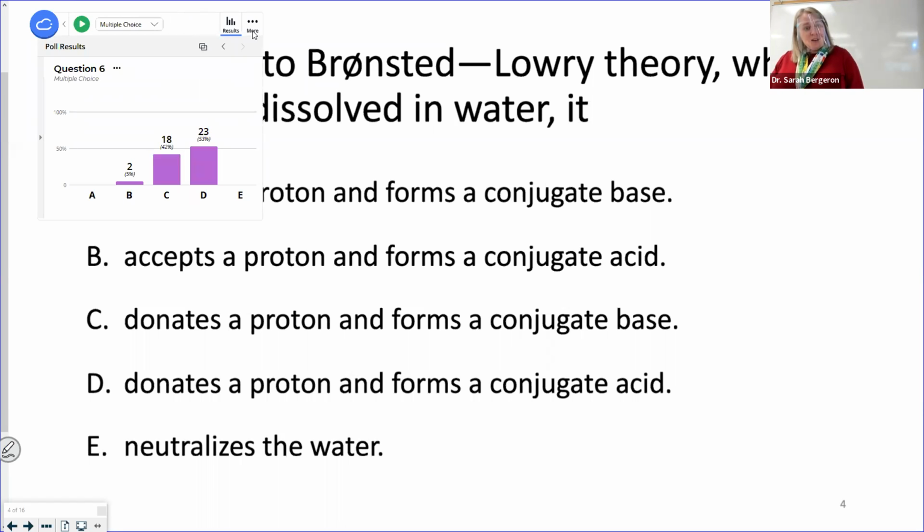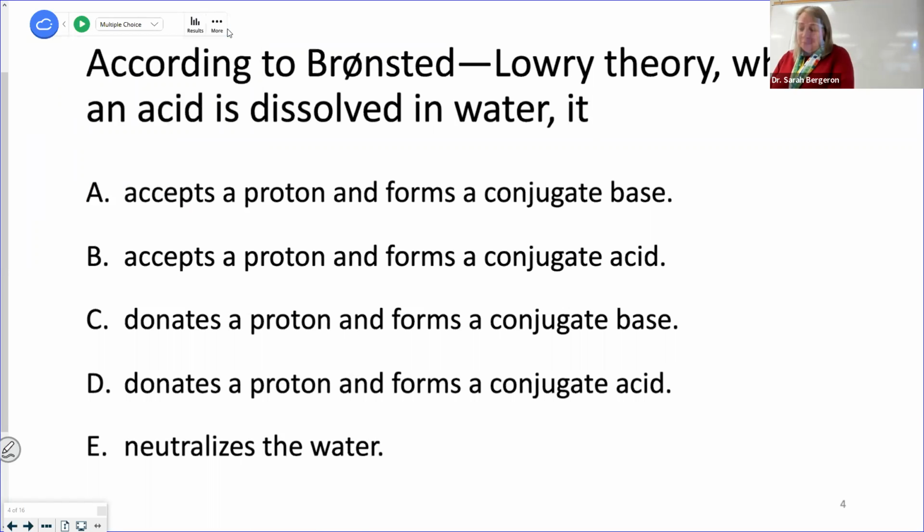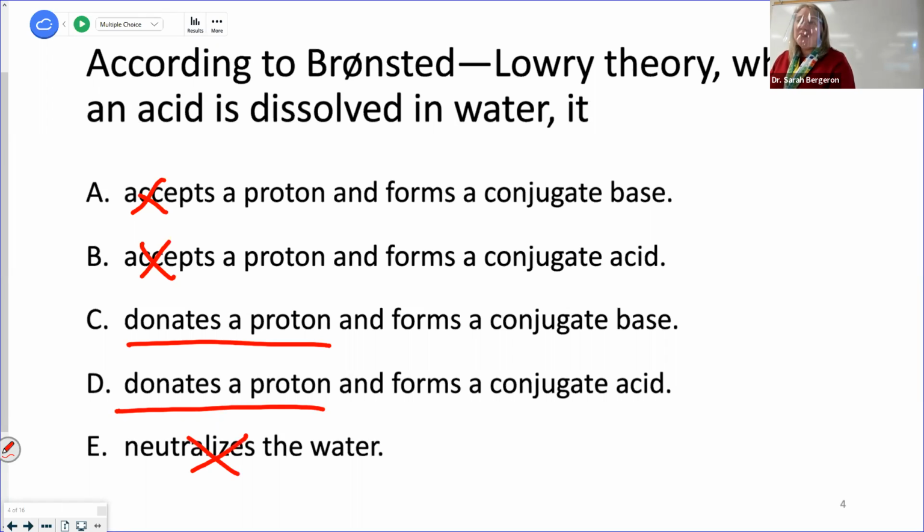Let's see. Okay, so we're pretty split between C and D. Well, I'm really happy that y'all were able to eliminate A and you were able to eliminate B, right? Because we know an acid must donate a proton. So that part of your answer is correct. And why is E wrong? Pure water, right, is neutral. So we don't need that.